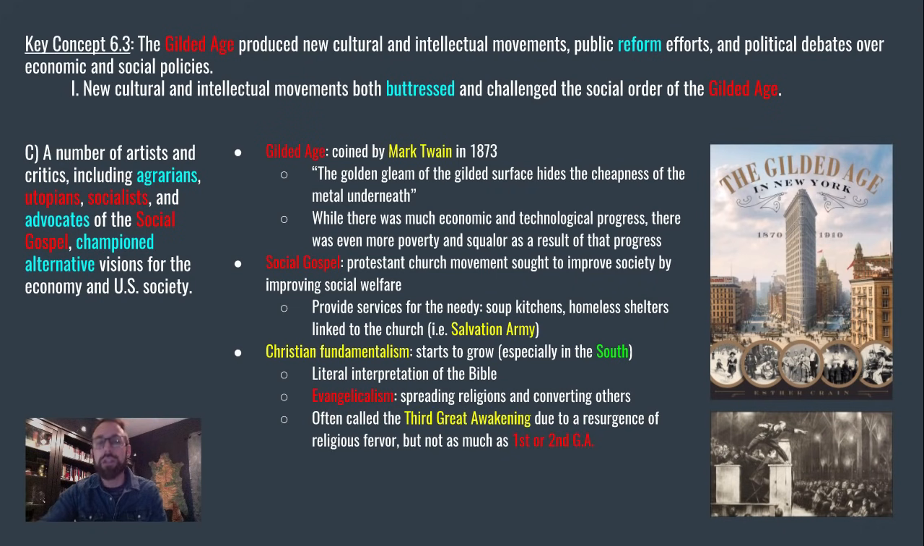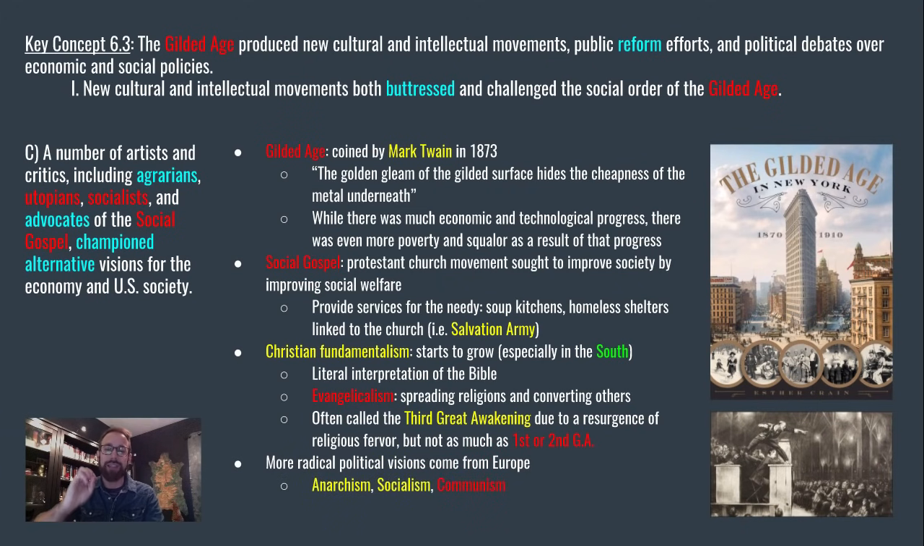Now, a political response to finish us off to the Gilded Age were more radical political visions, and these are mostly coming from Europe, which underwent industrialization a little bit before America. 3 major ones are anarchism, socialism, and communism. Okay? All these are responses to unfettered capitalism, that there were no regulations and it was creating poverty and squalor as a result of the outcome of this type of capitalism.